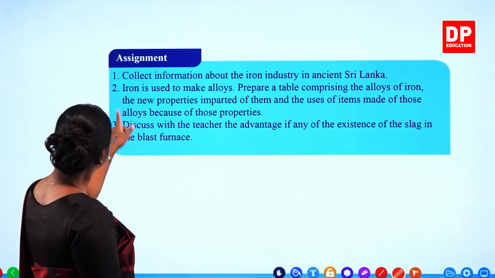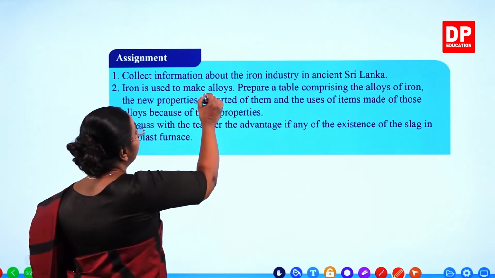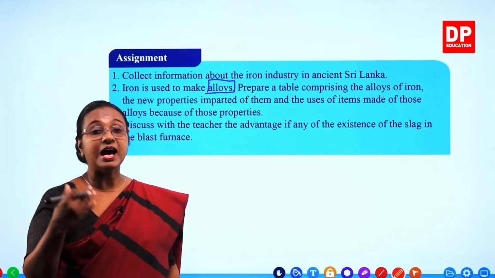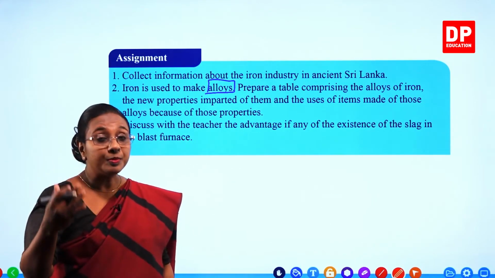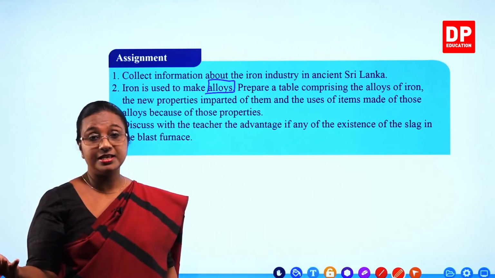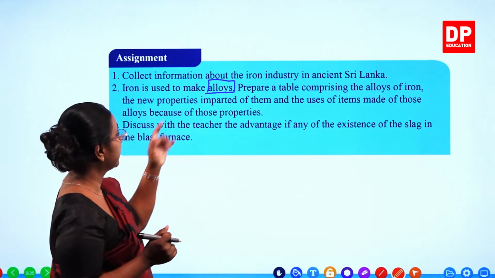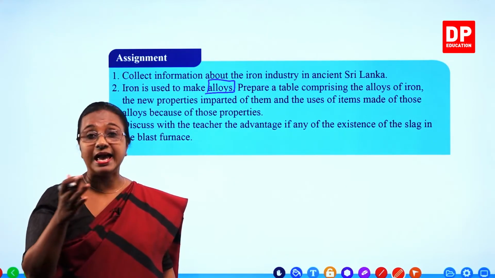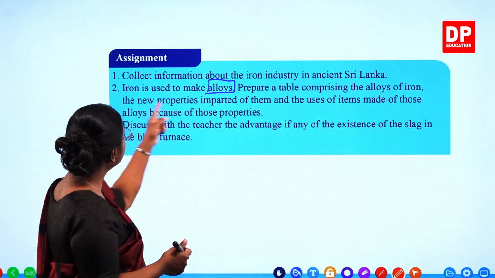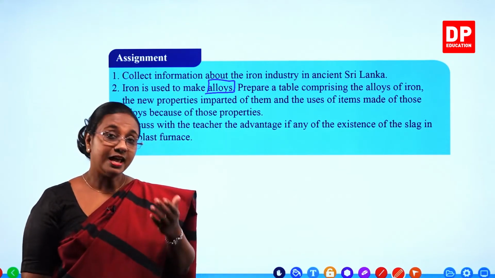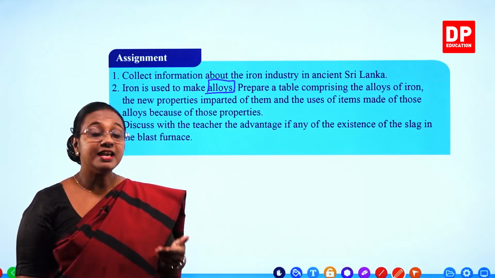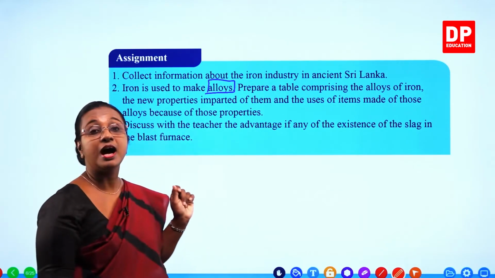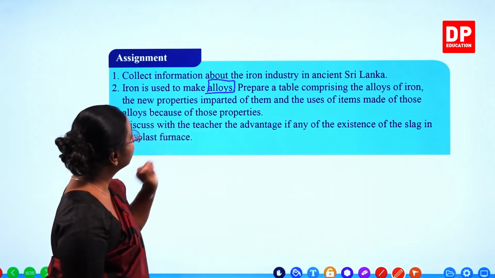Then the second one, iron is used to make alloys. You know the meaning of alloys. When one metal is mixed with other metals or even a non-metal to produce a substance that can be used in day-to-day life, we call that mixture an alloy. For example, you all are familiar with brass. Brass is an alloy of copper and zinc. Like that, there are many alloys made from iron. That also you are familiar with. Steel, stainless steel, different types of steel that are used are all alloys of iron. So, iron is used to make alloys.